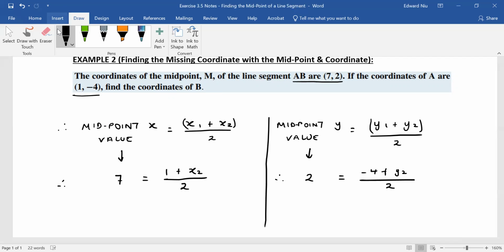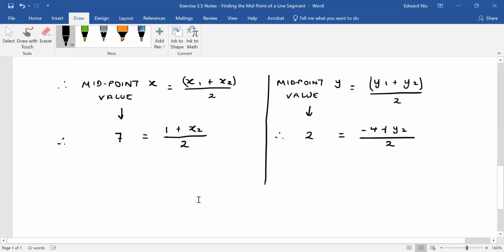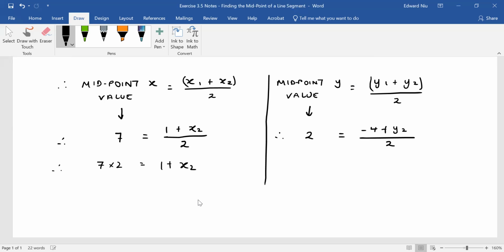So, using our linear equation skills, what we have to get rid of first is the 2, the denominator on the right side of both equations. So if we multiply both sides by 2, what we're left with is 7 times 2 equals 1 plus x2, and 2 times 2 equals -4 plus y2.